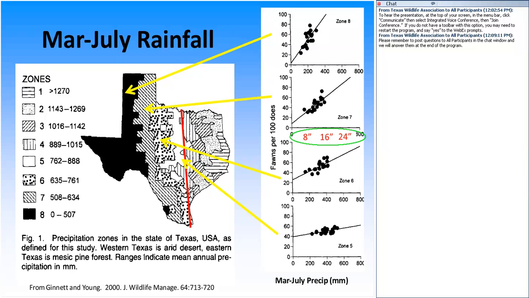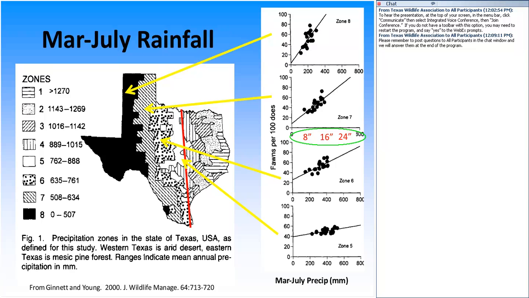And you can see that particularly in zone 8, zone 7, zone 6, which would be West Texas and South Texas, fawn-doe ratios increase dramatically as precipitation in March through July increases. That pattern isn't as strong in zone 5, but it's there. So again, these dramatic changes in fawn production that we have from 1 year to the next are going to be influenced heavily by rainfall. Not a big surprise, but it's kind of neat to see it laid out that way, and how that rainfall effect changes as you move across the state.